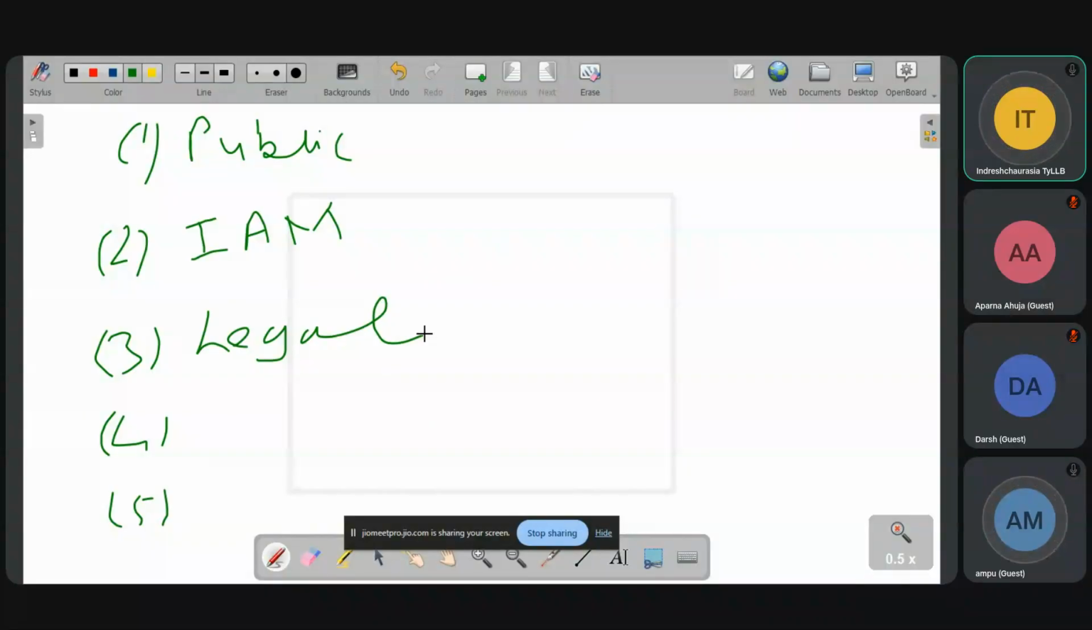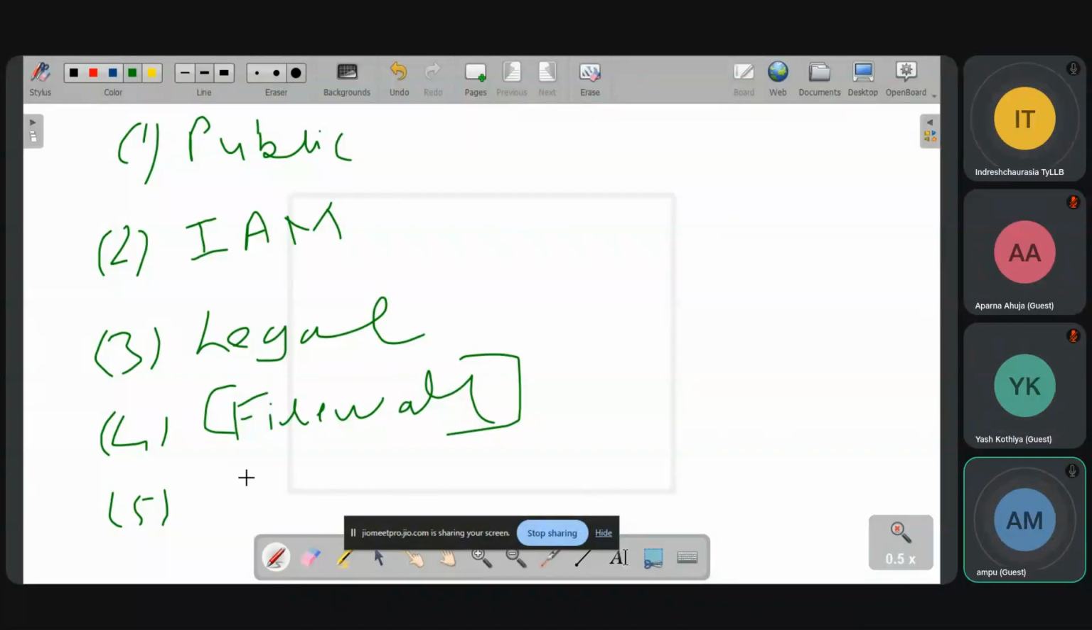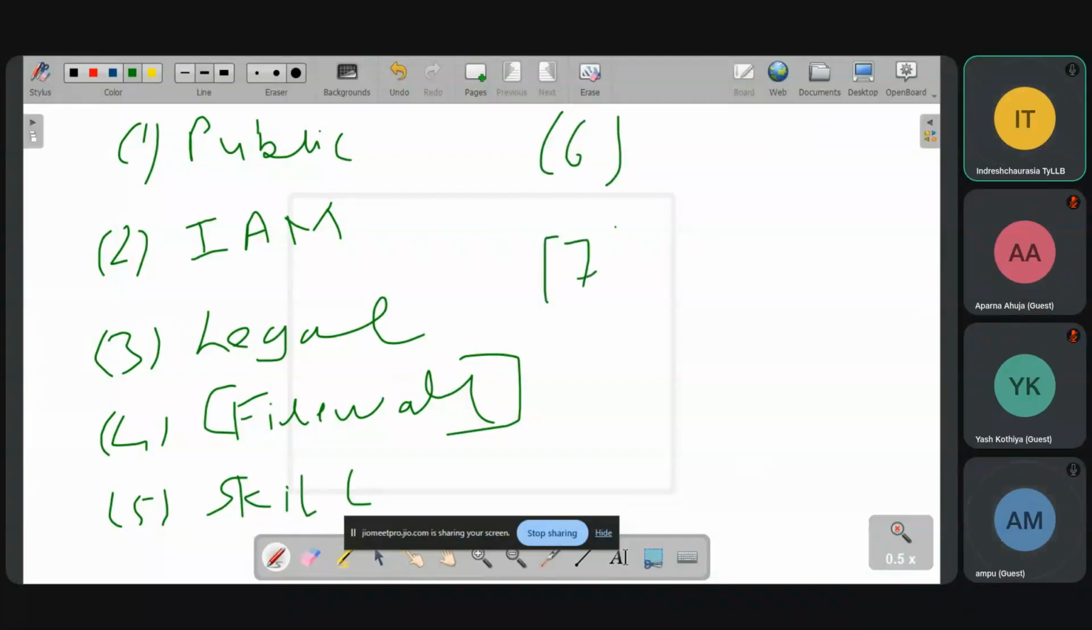Fourth, the firewall concept. In the initial days there was no firewall; you have to manage via security groups. Fifth, skill. Initially there was no skill. The sixth one is storage, or memory, like that. Managing storage.